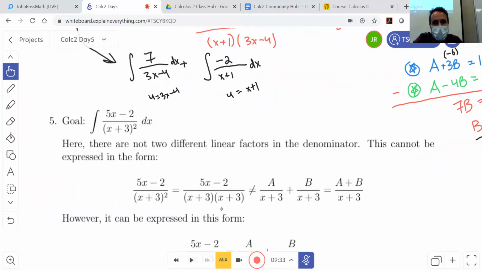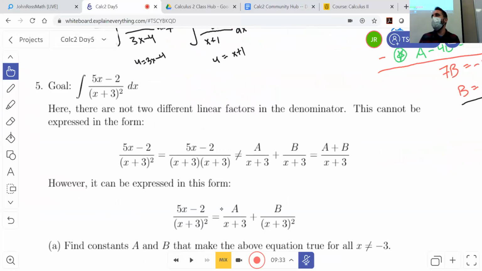All right, but rather than spend a lot of time working through the final details there, I want to pivot to problem 5, which introduces a really enjoyable, really challenging new wrinkle in this process. So our goal in this case is to calculate an antiderivative of 5x minus 2 over (x plus 3) squared, where the denominator piece is being squared.